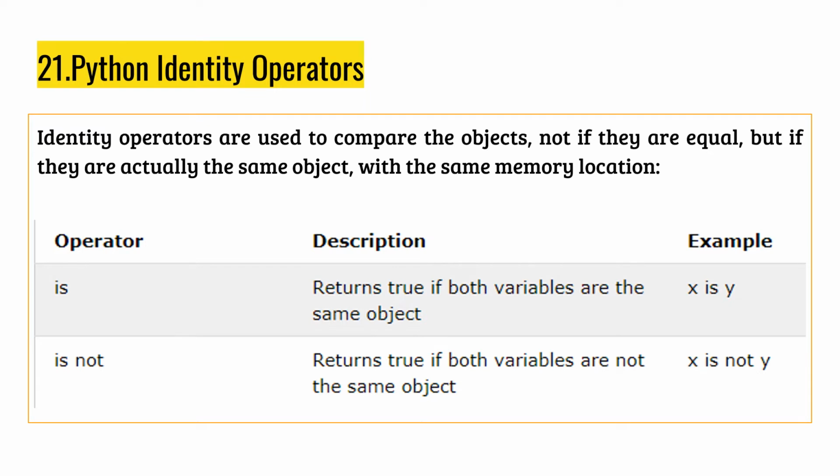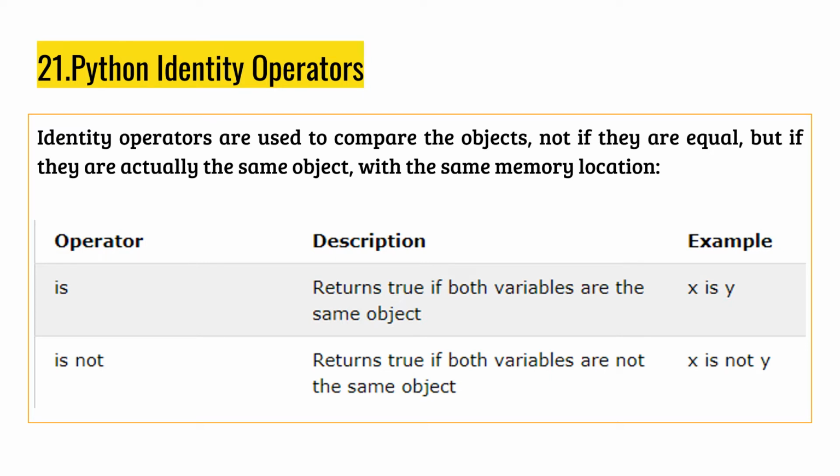For that we are not going for identity operators. Rather, we are going to check whether you are referring to the same object with the same memory location or not. Okay, so where does it arise out of?